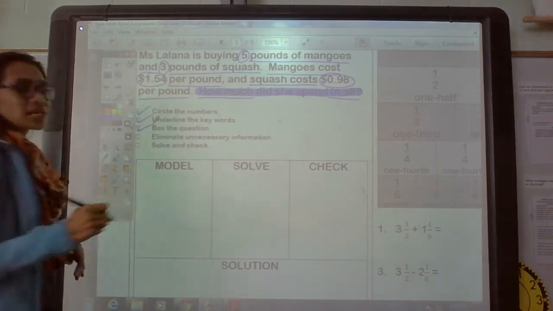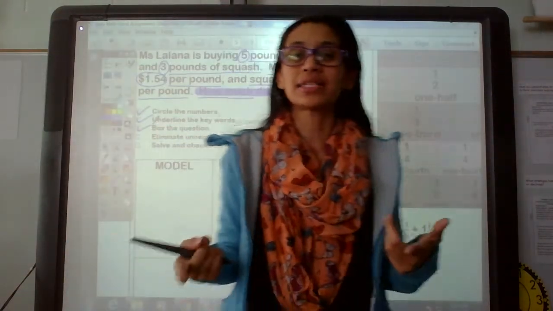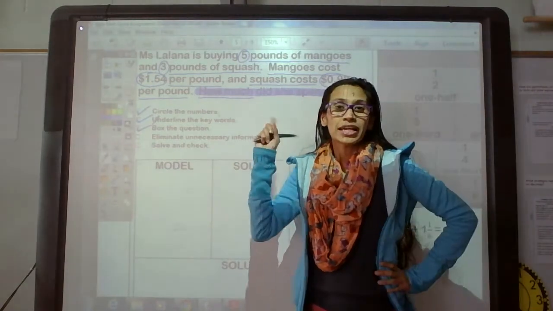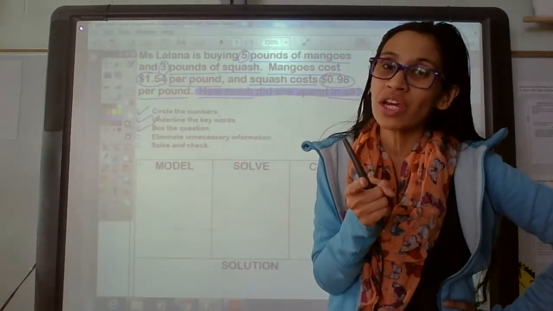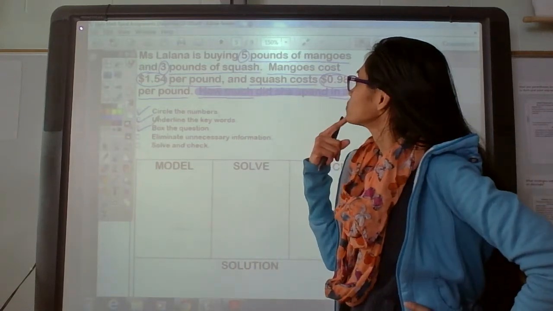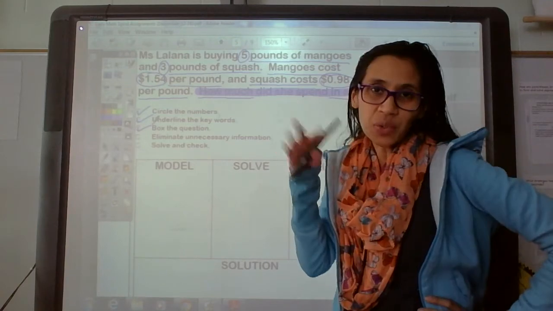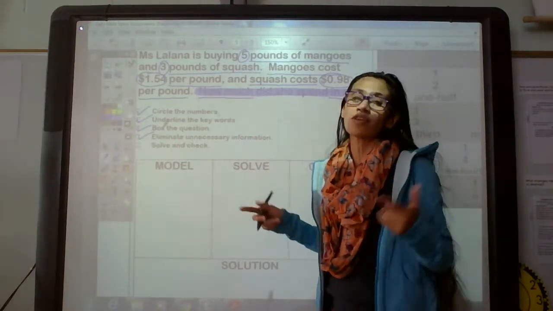Bam. The next step in the cube's clues is the E step, to eliminate unnecessary information. Is there anything that's trying to trick you? Is there anything there that we don't even need? I think we're good. So go ahead and check that step off. And the last step is to solve and check.